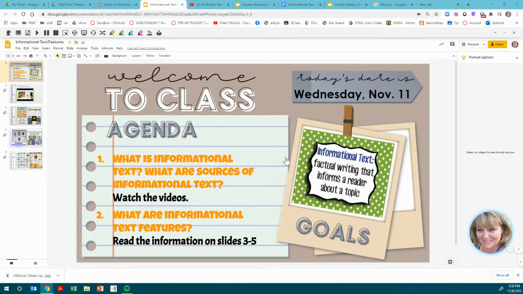We are starting a new unit, Unit 3, Informational Text. And today we are going to look at informational text features. So what does that mean? Well, informational text is factual writing that informs a reader about a topic.